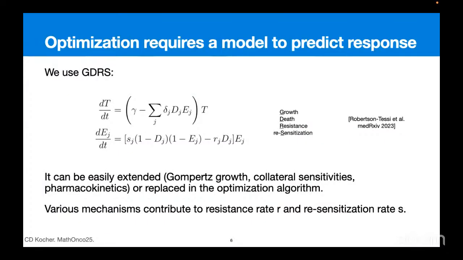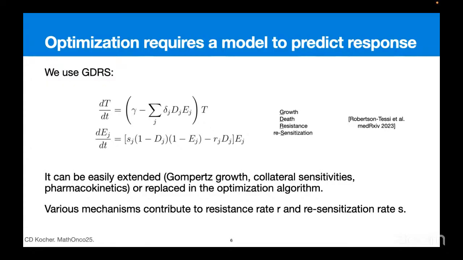Okay. So to do this optimization, we need a model. For this work, I chose to use the GDRS model. So this comes from, Mark talked about this ETB work. It came out of the ETB study. It's in this 2023 preprint. It's a model that just has tumor growth, the gamma term, and death due to drug, a delta term. So the tumor volume or tumor population is the T equation.